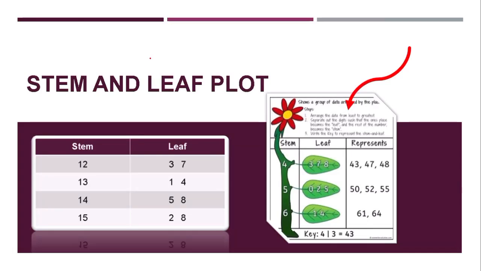Hello and welcome to this lesson. In this lesson, we are looking at stem and leaf plot.